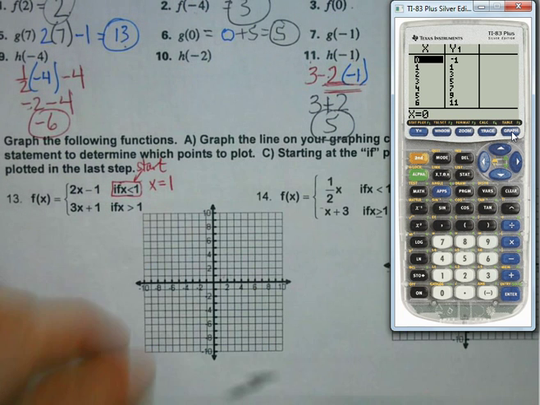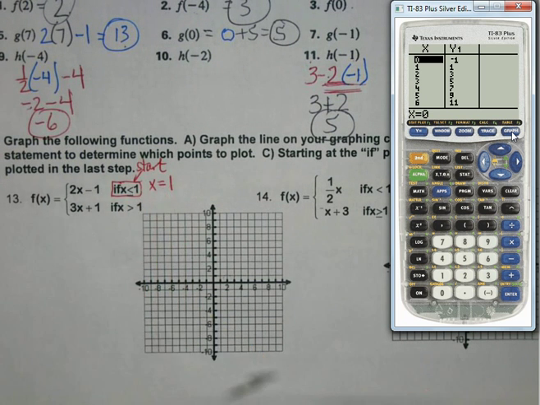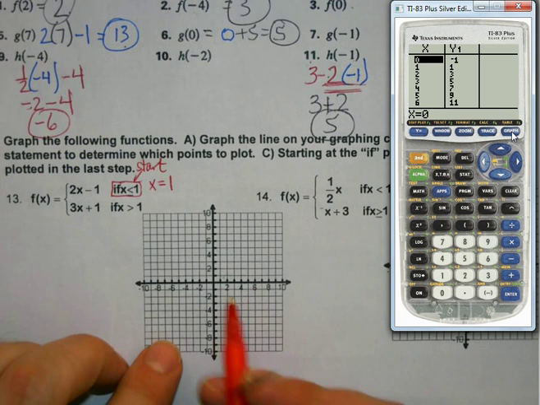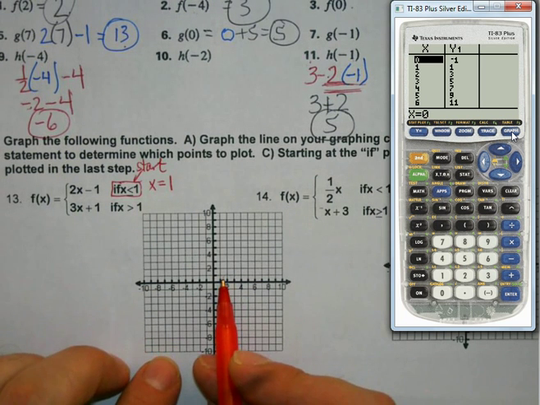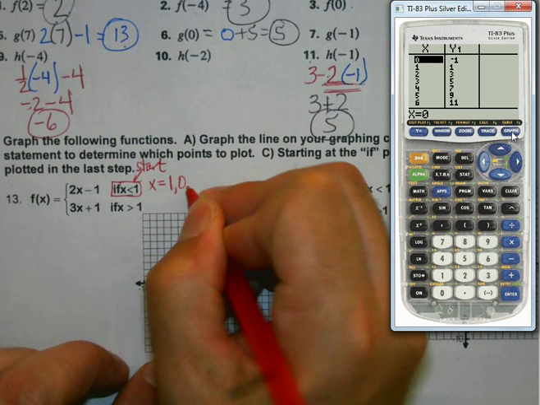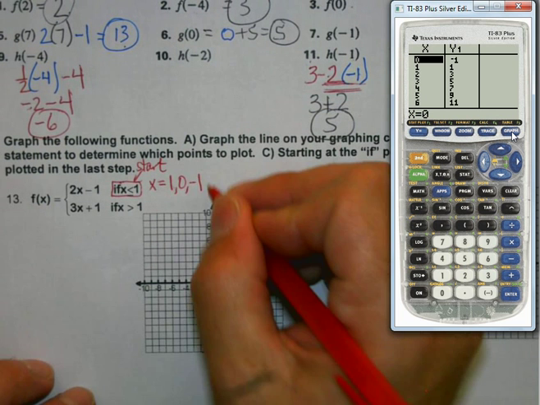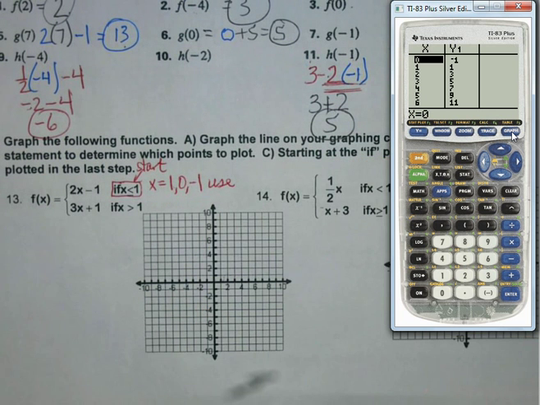But then I got to look at the inequality. This says x is less than or equal to 1. So if I start at 1 and I start going to less than, what are the next couple of numbers that are going to show up? If I start at 1 and start going left, 0 and -1. So those are the three x values that I'm going to use to make my line.